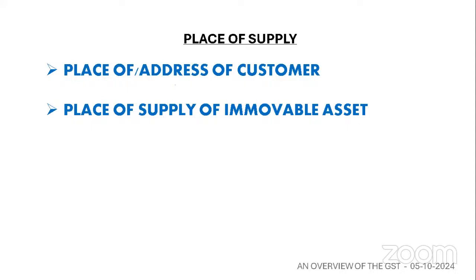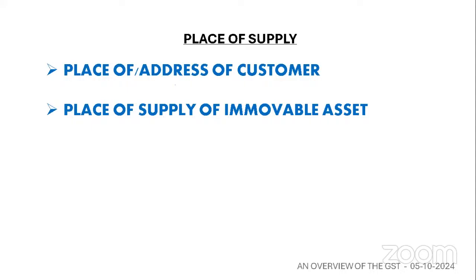The place of customer is in Chennai. The address of the customer is Chennai. The goods are going to Chennai. Chennai is the place of supply. Therefore, Tamil Nadu is the place of supply. Supply is done from Karnataka. Therefore, two states are involved. Therefore, it is called interstate supply, where the GST leviable is IGST.